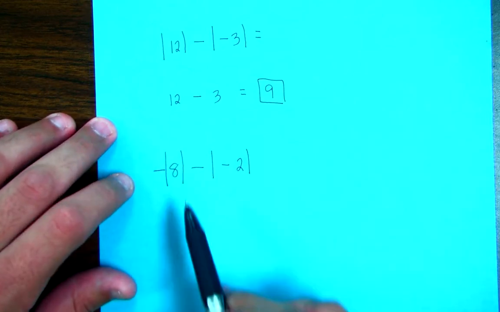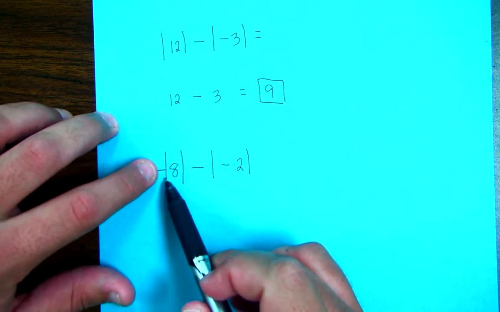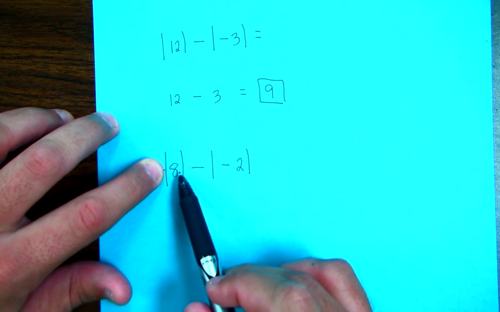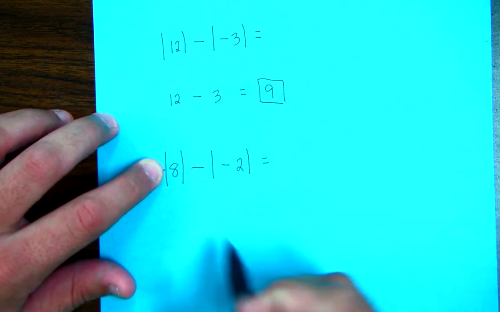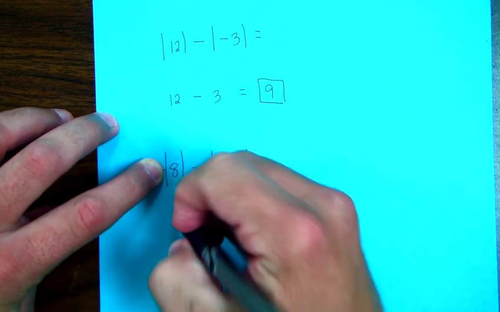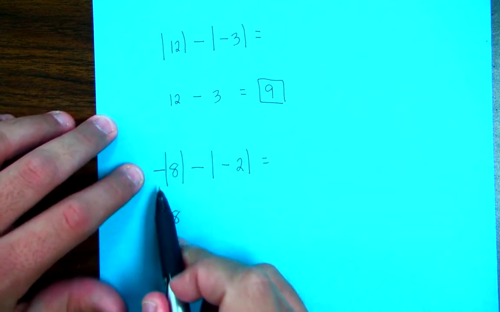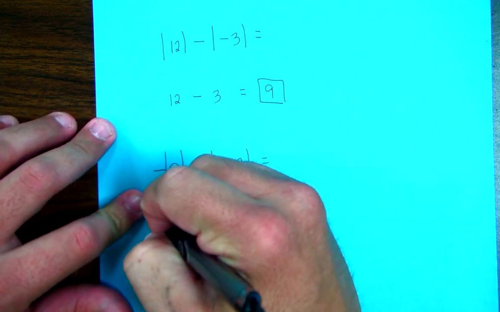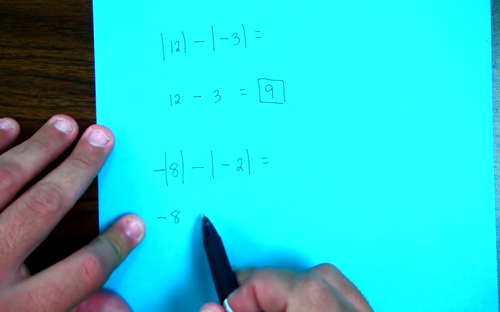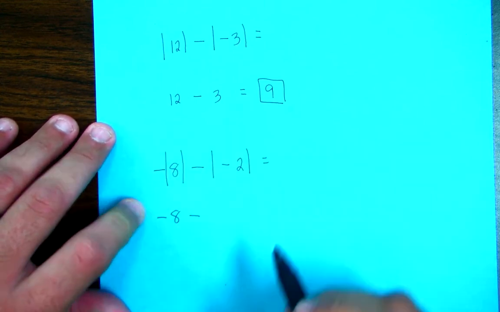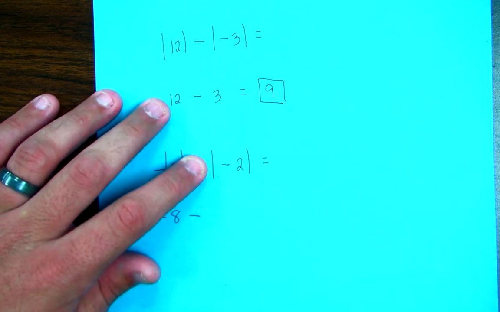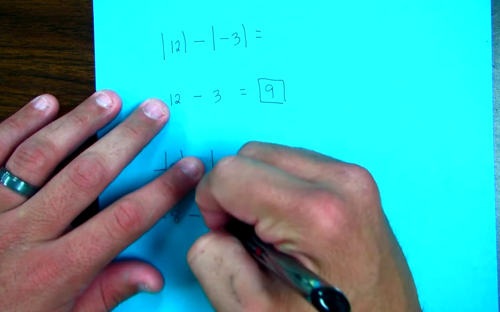Okay. First of all, cover up the negative on the outside. What's the absolute value of 8? Well, the absolute value of 8 is 8. Bring down the minus sign in front of it, and also bring down the minus sign behind it. What's the absolute value of negative 2? Well, it's 2.